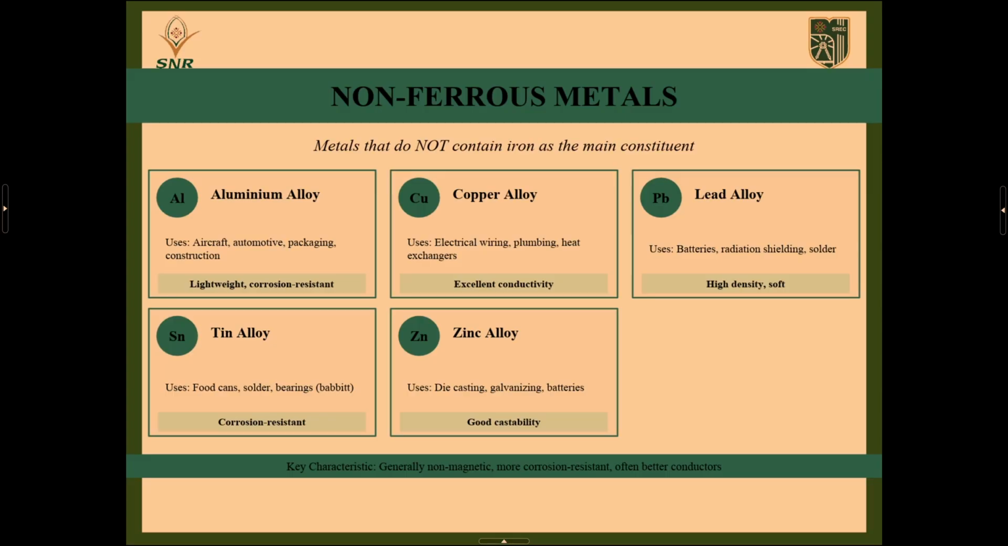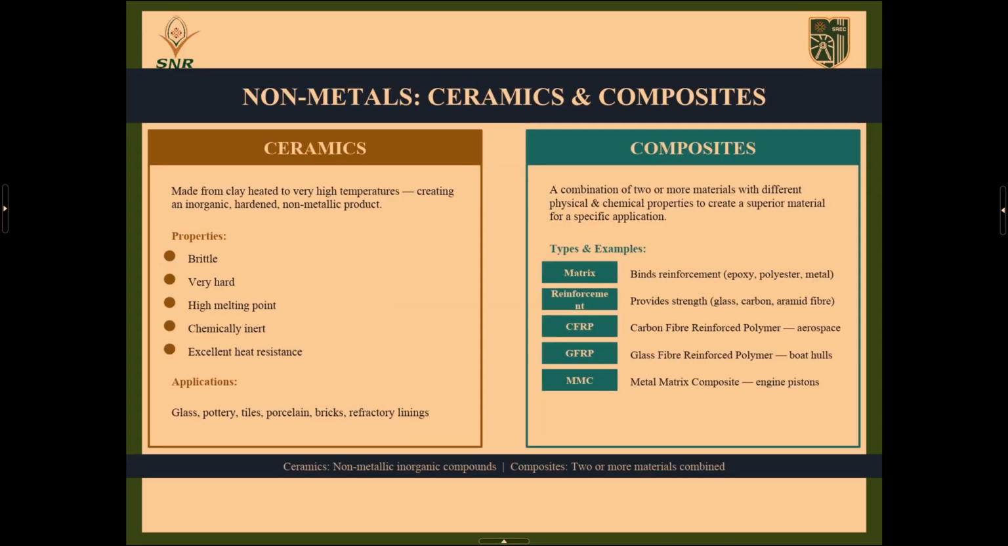Lead alloy is dense, soft and highly malleable. It is used in car batteries, radiation shielding in X-ray rooms, and soldering. Tin alloy is known for excellent corrosion resistance, used for food cans, solders and bearings. Zinc alloy has good castability, which makes zinc ideal for die casting precision components like door handles, and it is also used in heavy engineering applications. When an engineer needs something lightweight, non-magnetic and highly conductive, a non-ferrous metal is most suitable.